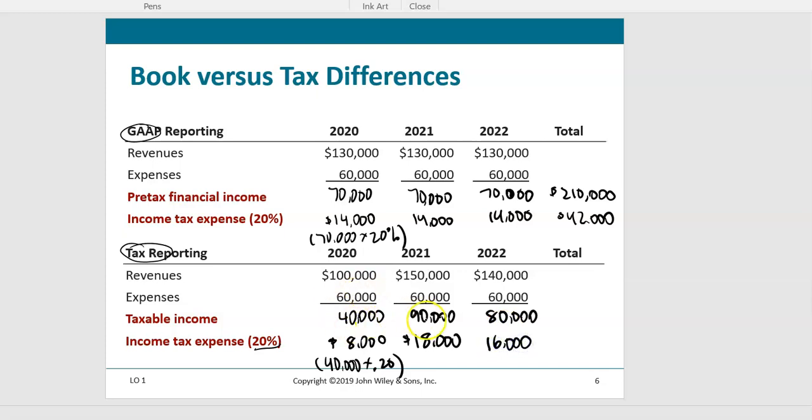Now, if we add up the total taxable income, that's the term that we use in the IRS forms and for tax purposes, we see that the total amount is exactly the same under book and tax. Income tax expense, if we sum up how much we owe the government in each of the 3 years, we're going to get to the exact same amount. It's just a timing difference. So what do we do about this difference between what we see on the income statement of $14,000 for year 2020 and the amount we actually owe the government in 2020, $8,000?